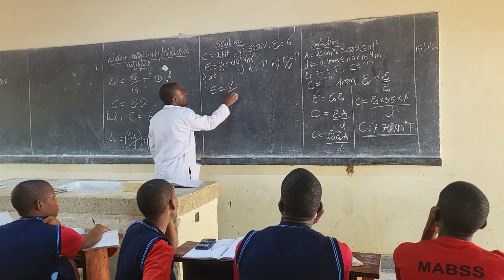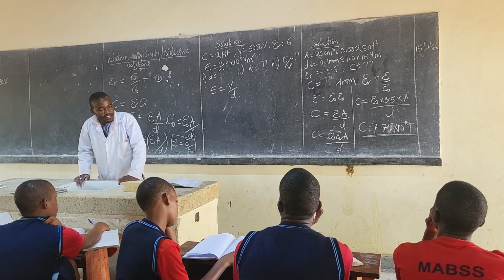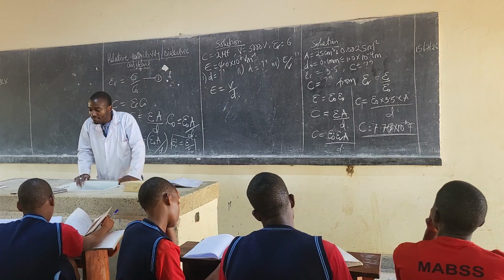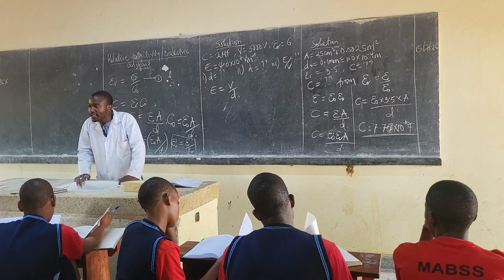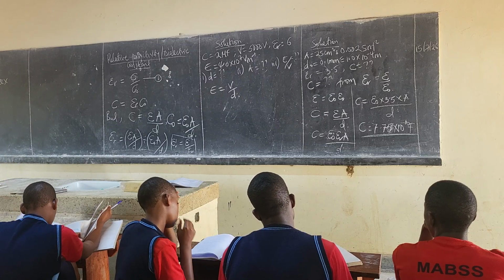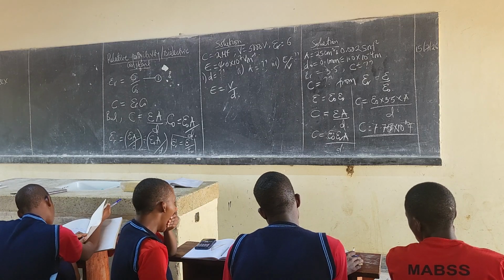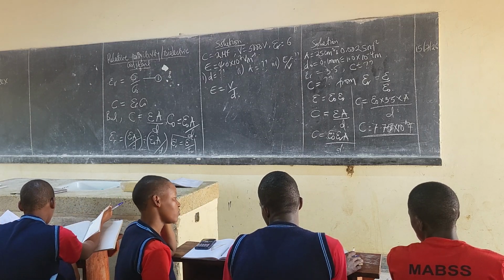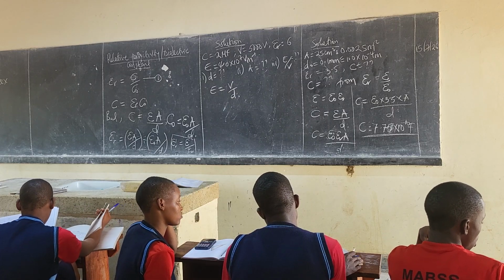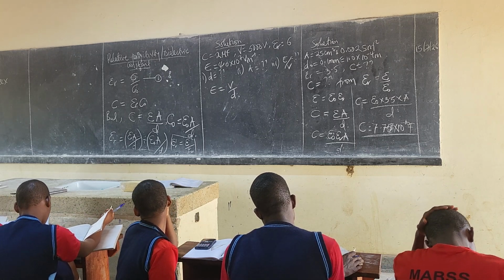E equals V over D, we defined it as the potential gradient. Don't you remember that? Open, check your notes. Don't we have anywhere that electric field strength can also be defined as the electric potential gradient? Is it there? Meaning you people, you don't revise.